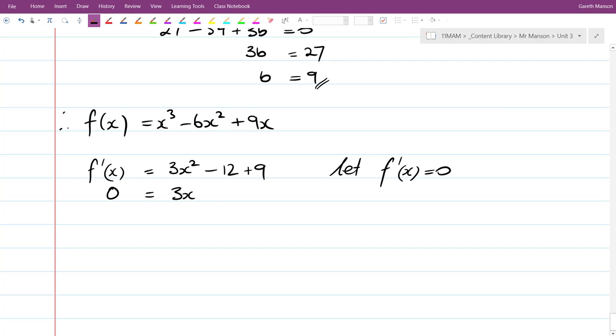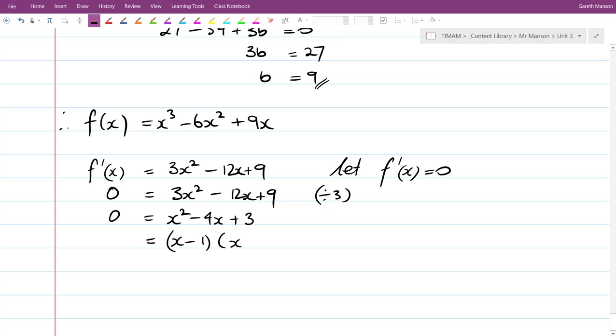0 is equal to 3x squared minus 12x plus 9. I'm going to divide by 3 because I know that unitary quadratics are much easier to work with, and I also know that each of these can be divided by 3, so that works. And I get 0 is equal to x squared minus 4x plus 3. I look closely at that. Usually when the coefficients and the constants are different by 1, I can definitely do something with it. And in this case, I can write it x minus 1 and x minus 3.